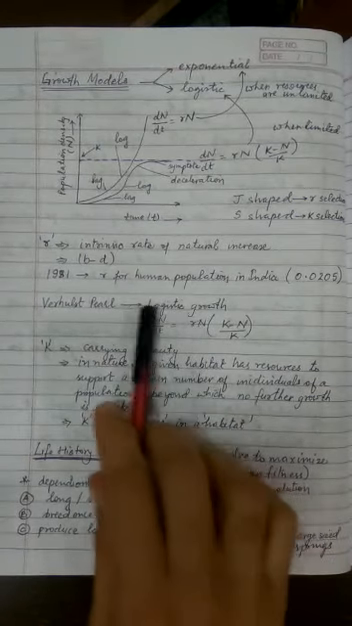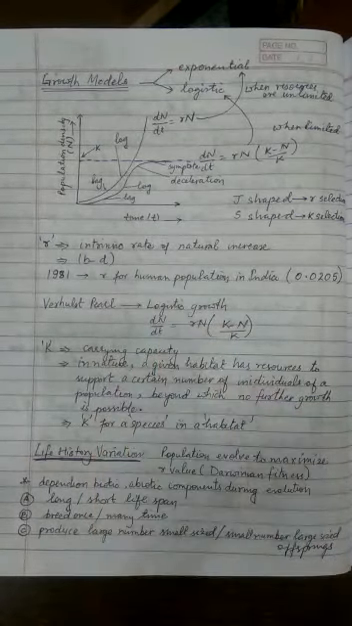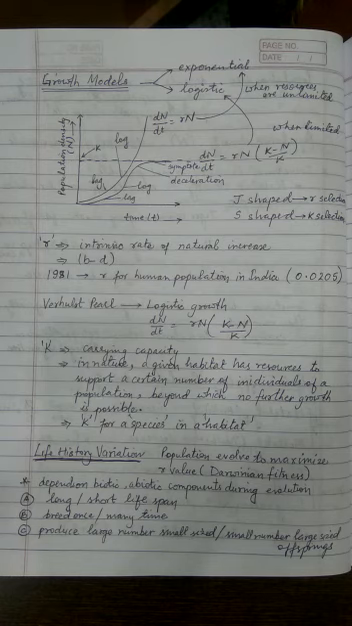We learned that these two models are the only two models which are supposed to be governing the population growth. Now, in today's class, we will talk about the life history variation.